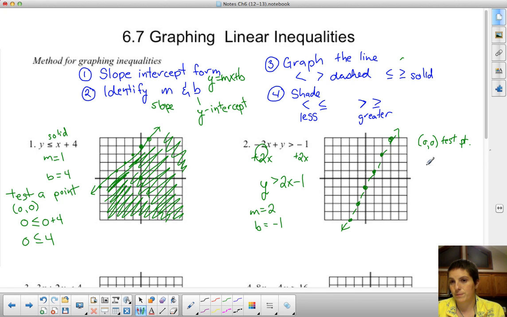I end up with negative 2 times 0 plus 0 is greater than negative 1. Well, 0 greater than negative 1, yeah, that's true. 0 is definitely bigger than negative 1, which means that my test point 0, 0 works. So my shading is up above. Again, use your pencil lightly to shade in that half.